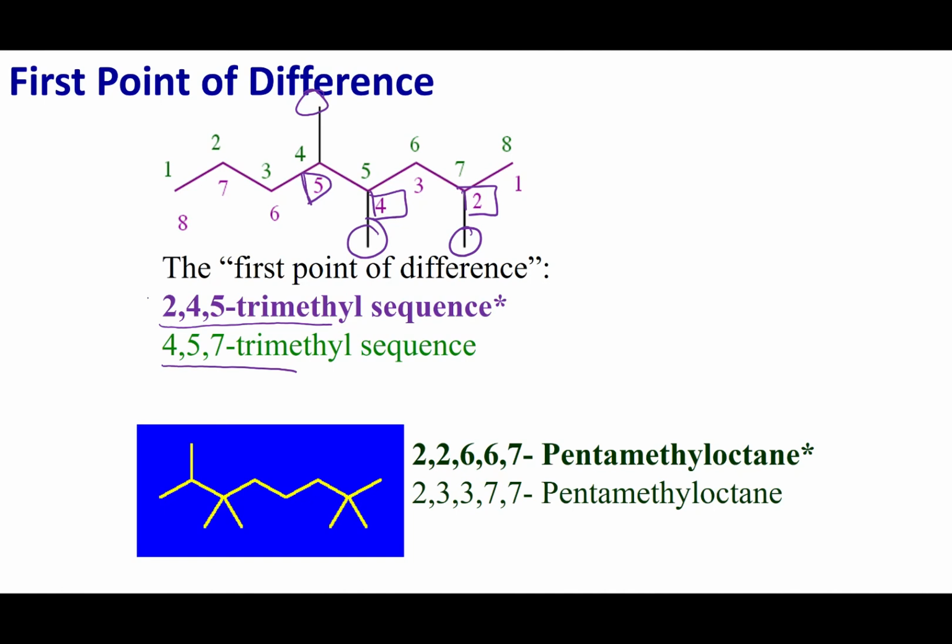Now what I want to do is look at the first point of difference. So if I look at these numberings, 2 versus 4, here's the first numbers that appear, I notice a difference. 2 is lower than 4. Now that is the preferred numbering scheme.